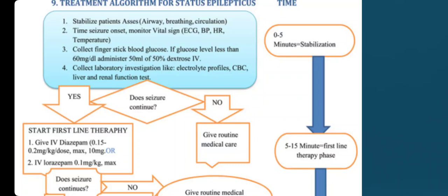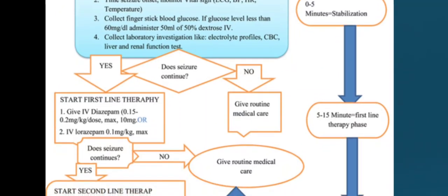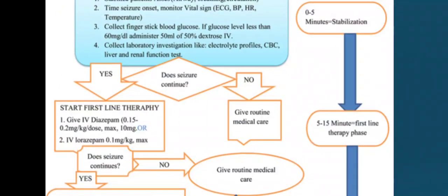Remember we said status epilepticus is when seizures proceed to longer than 5 minutes. So if the seizure does not continue, you do your routine medical care. If the seizure continues, you start your first-line therapy, which is usually between 5 to 15 minutes. So you can give IV diazepam at 0.15 to 0.2 milligrams per kg per dose, with a maximum of 10 milligrams, or you can give IV lorazepam, 0.1 milligrams per kg. That's the maximum dose, okay?